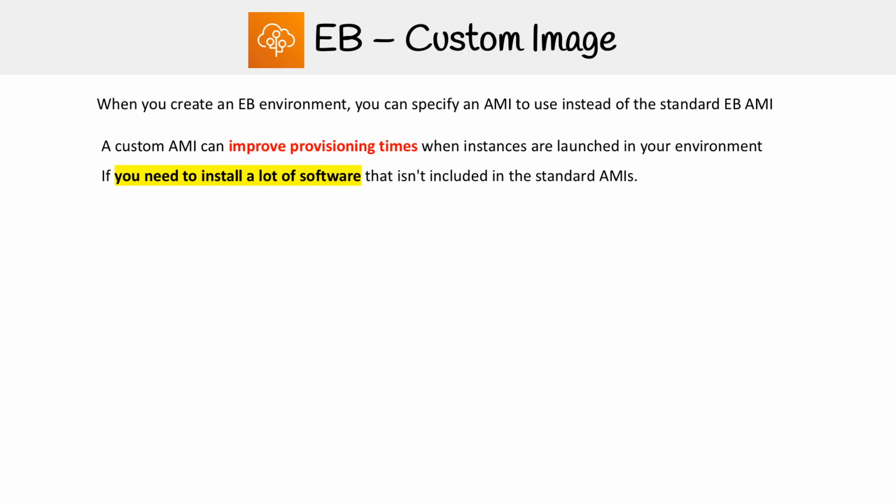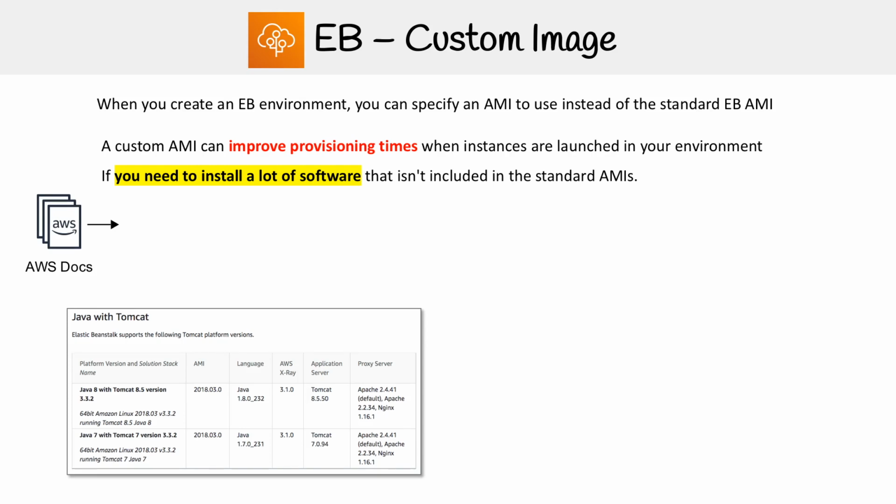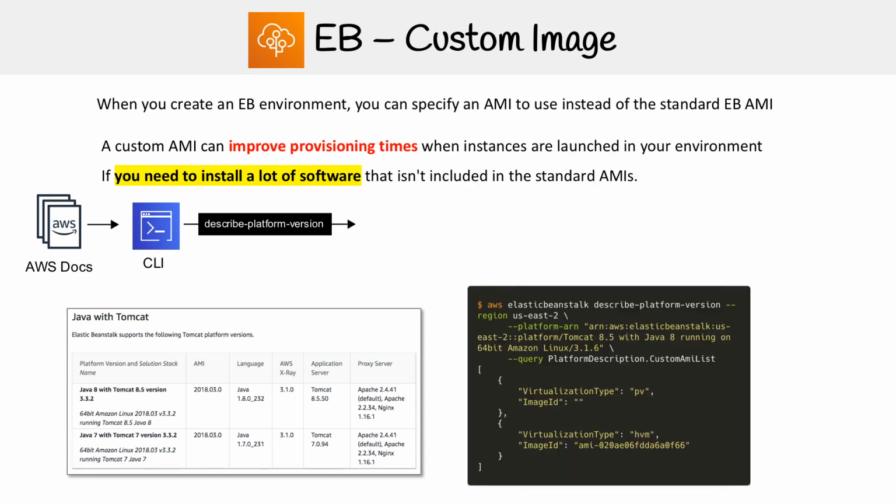So let's go through the process of how you'd actually get a custom image, because it's not hard, but there's a lot of steps to it. So the first thing you're going to want to do is go to AWS Docs. There's a page called supported platforms, and you get a list of all the type of standard Elastic Beanstalk AMIs. And what you're doing is you're trying to get the platform information there so that you can then use the CLI to use this command called describe platform version. And so by using describe platform version, and you can see over there, it has the platform name in it, it's going to get us back an image ID.